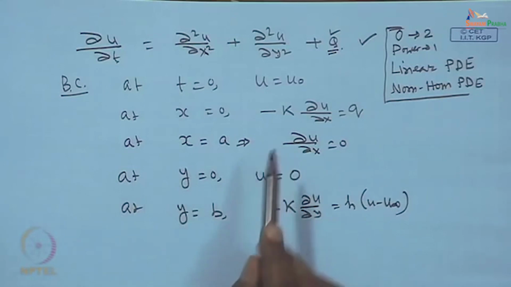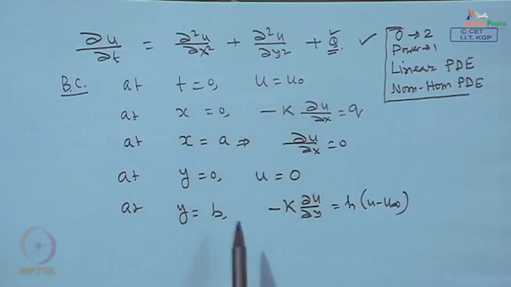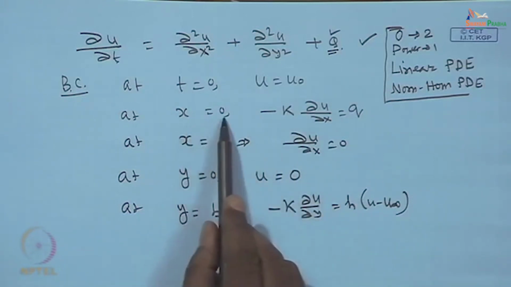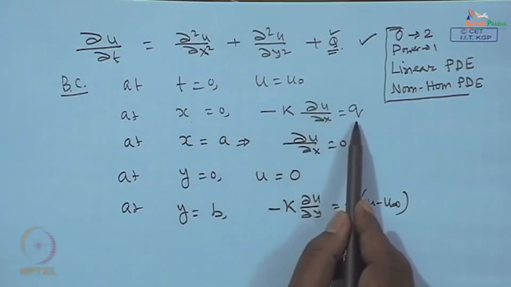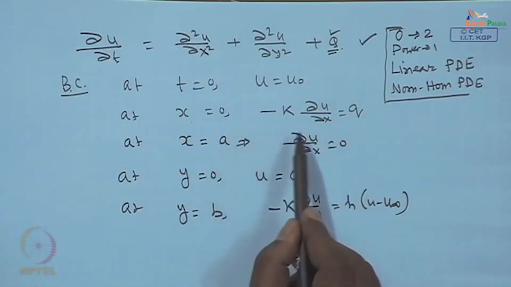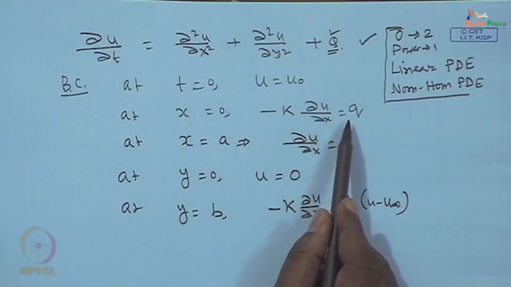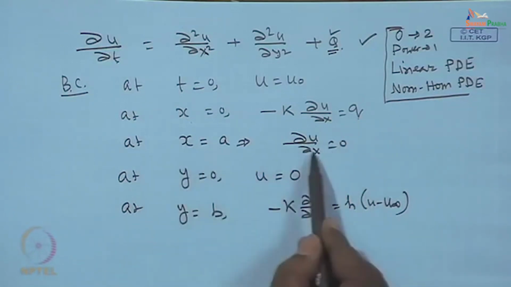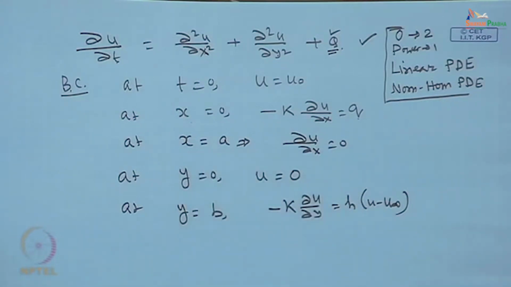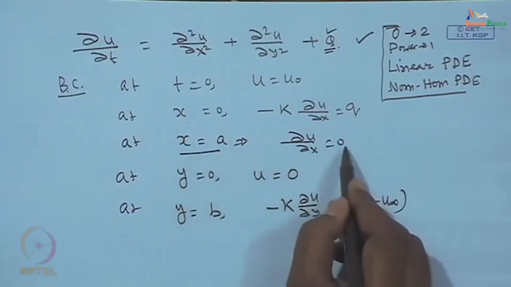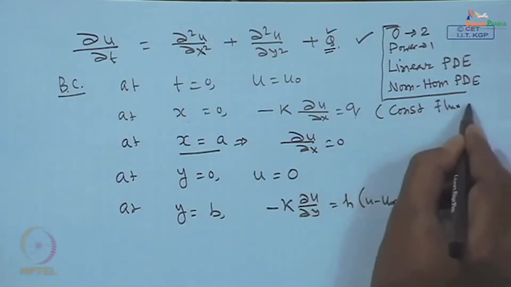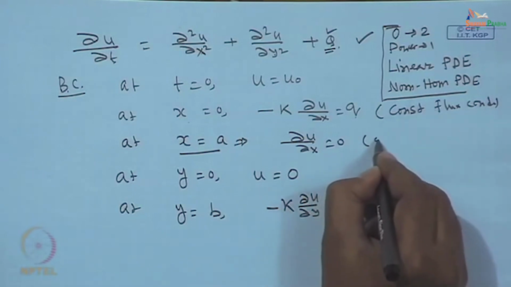The initial condition, at t is equal to 0, u is equal to u 0, simply means that the initial temperature is given. At x is equal to 0, minus k del u del x is equal to q. This means at x is equal to 0, we have a constant heat flux going into the system, and this constant heat flux is given by q. At x is equal to a, del u del x is equal to 0. That means the boundary located at x is equal to a is insulated. So, this is a constant flux condition, and this is an insulated boundary condition.